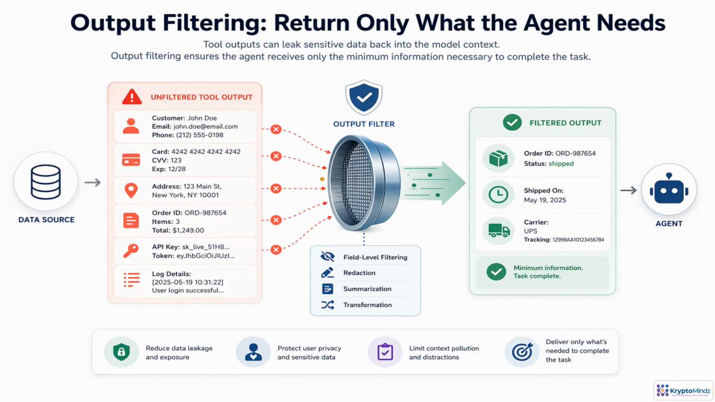Tool responses deserve the same scrutiny as tool inputs. A backend may return everything it knows: customer details, payment tokens, logs, internal notes, and order data. The agent usually needs only a small slice of that. An output filter acts as a security boundary by removing sensitive fields, redacting secrets, summarizing noisy results, or transforming records into a task-specific answer. Instead of handing the model a full order record, return something like status: shipped, estimated delivery: Friday, next action: notify user. Less data means less leakage, less distraction, and safer execution.